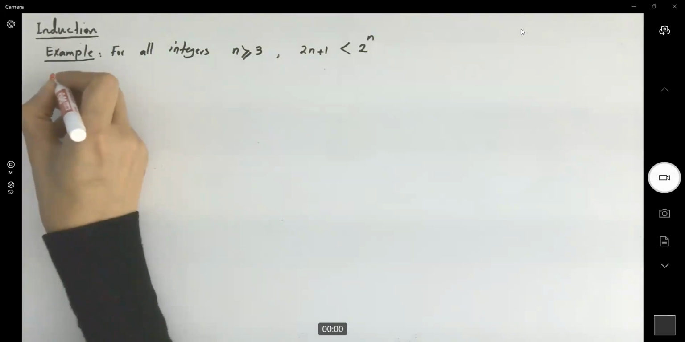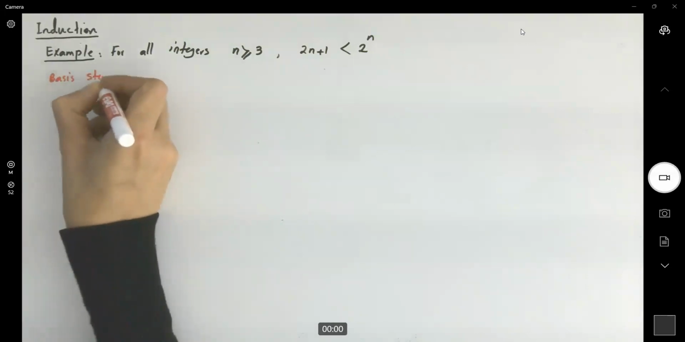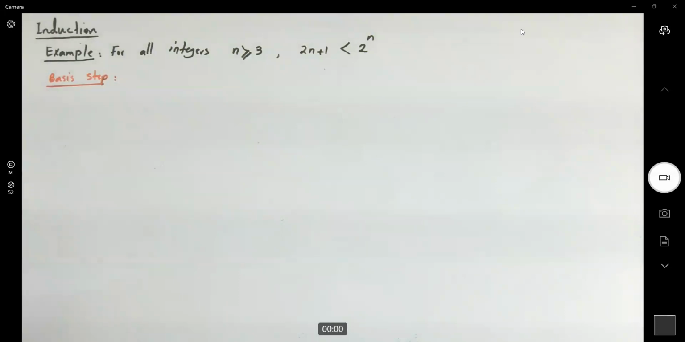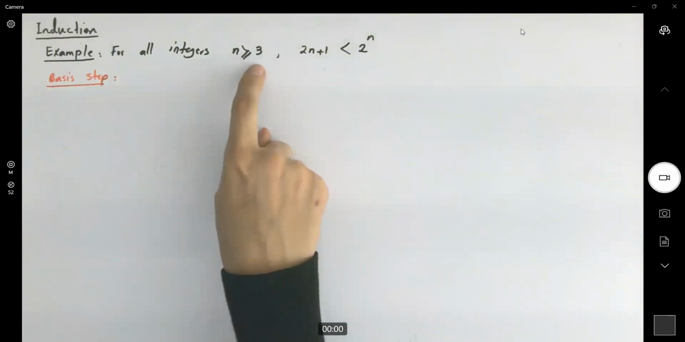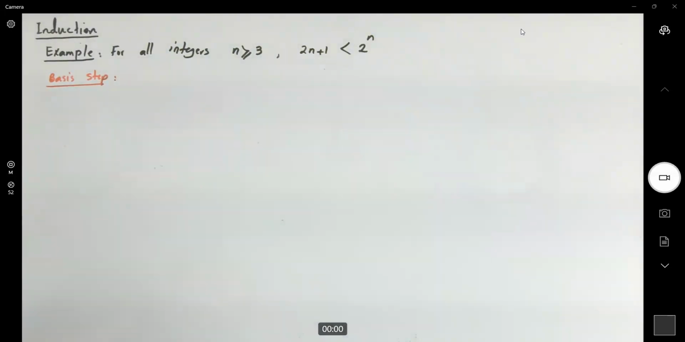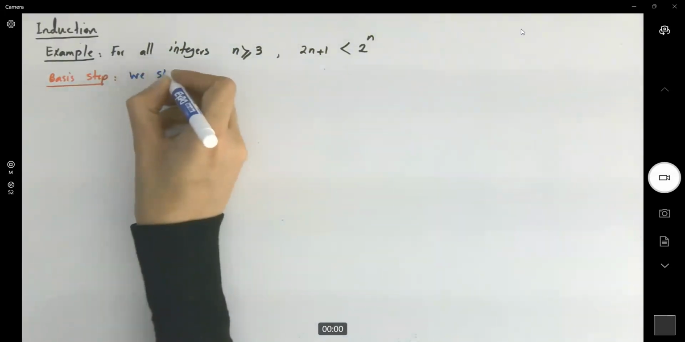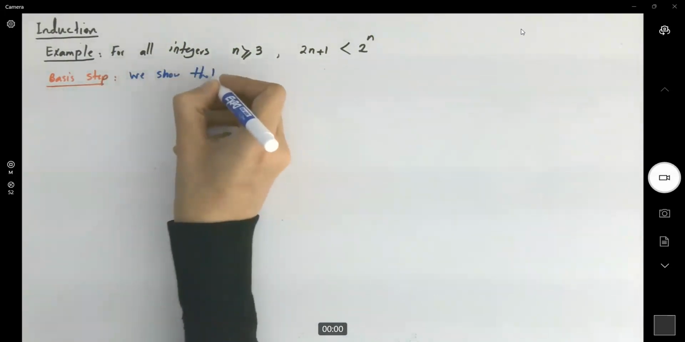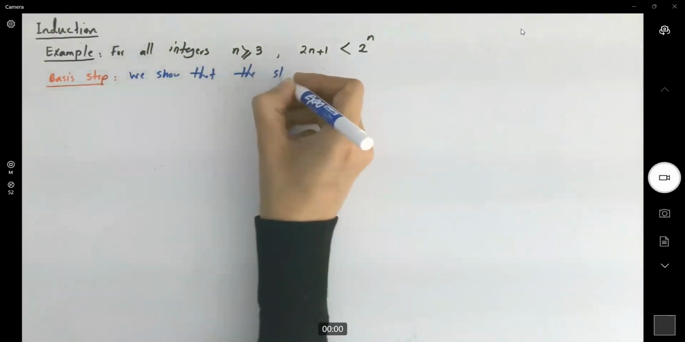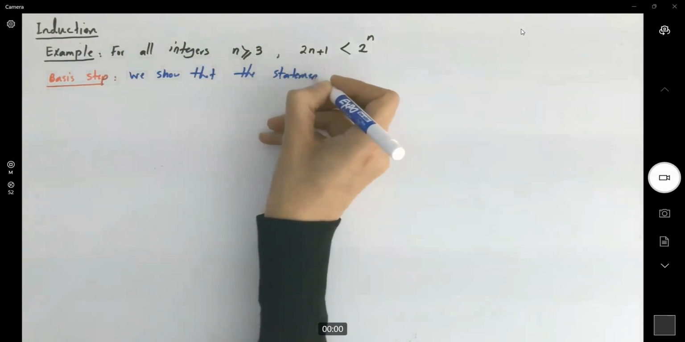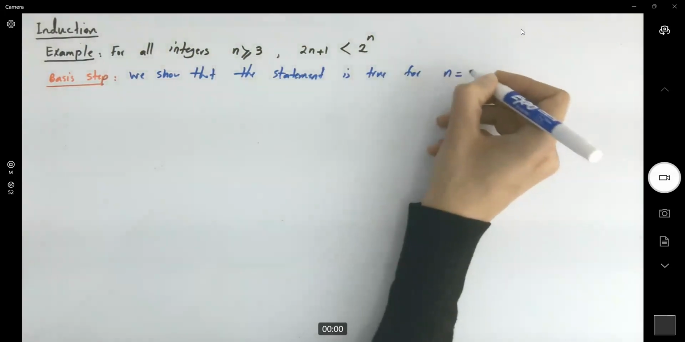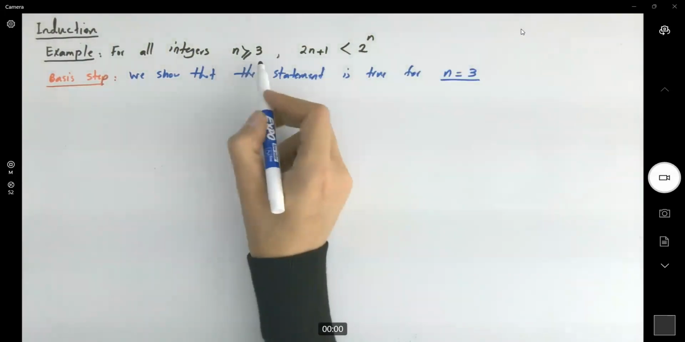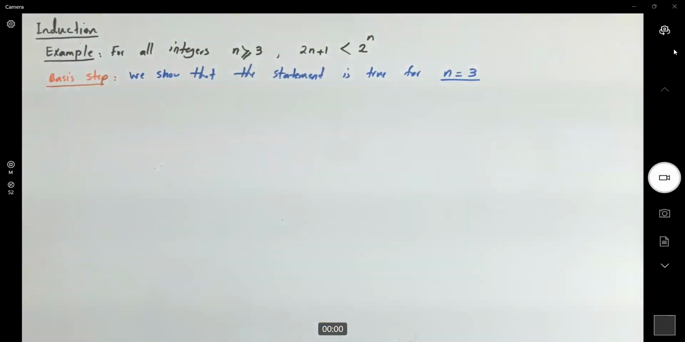So the basis step. The basis step says, hey, prove the statement for the smallest value in the domain. We show that the statement is true for n equals 3. The smallest value, the starting value, is 3. So we're going to start using 3.